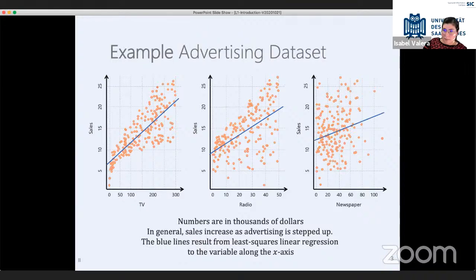As we can see, when we fit how the budgets influence the sales, in the three cases, for TV, radio, and newspaper, the sales increase as we increase the budget that we invest in advertisement. This blue line that I have been showing is the result of what we call least squares linear regression, which is what we are going to cover in the next lecture. So I'm not going to give too many details on this topic today, but that will be for next week.